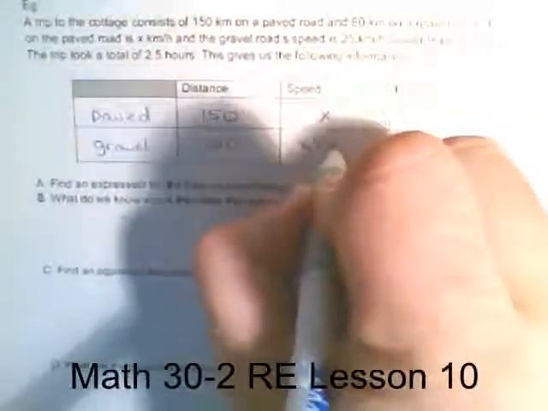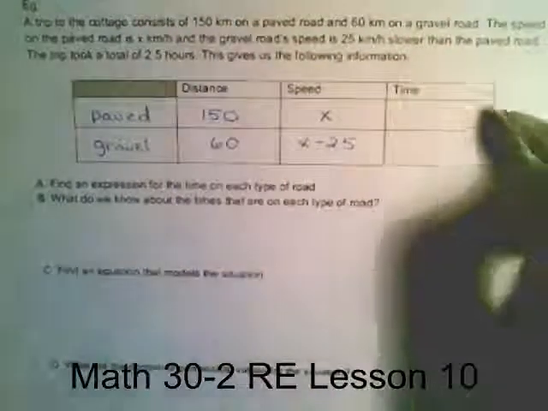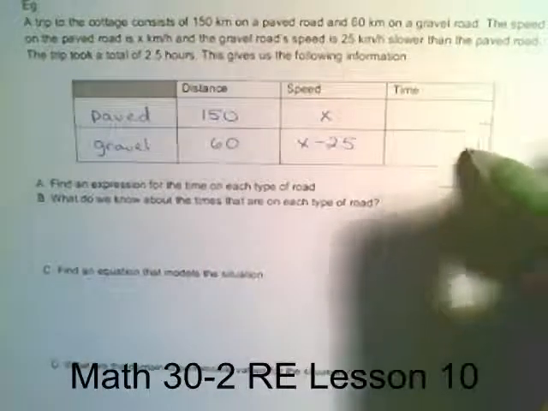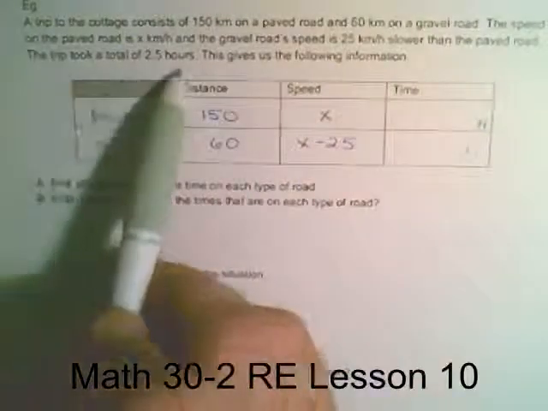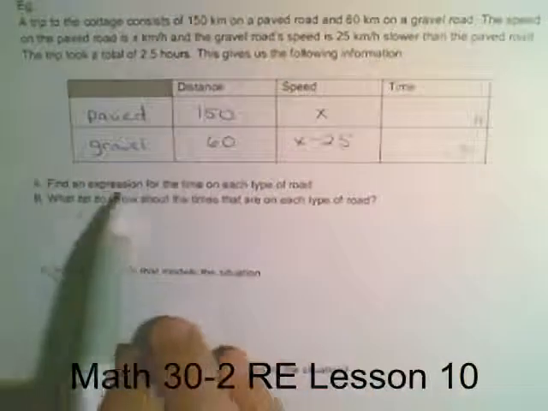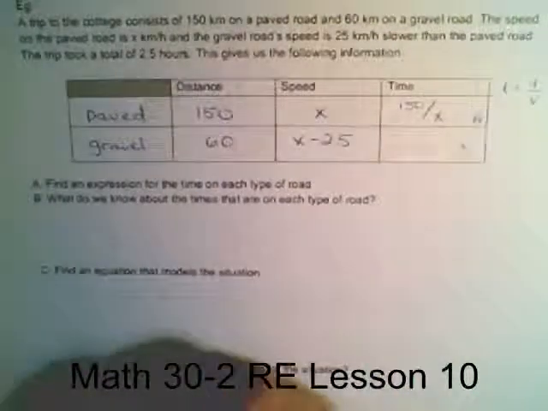Well, what I know is I've got a paved road and I've got a gravel road. Okay, 150 on the paved, 60 on the gravel. The speed on the paved road is x. The speed on the gravel road is x minus 25. The total time is 2.5. So this time plus this time has to be 2.5. These two times add up to 2.5. They're not each 2.5. The trip took a total of 2.5 hours. So I know that these two times added together will give me that.